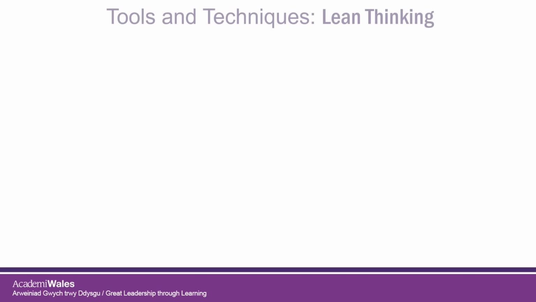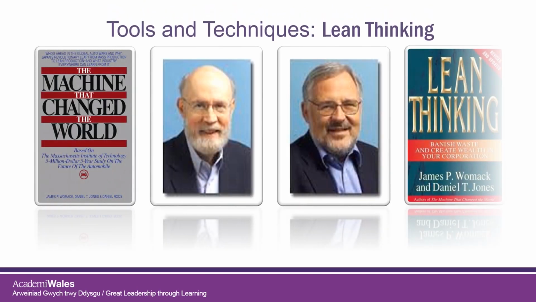Lean thinking. Lean came from Japanese car manufacturers and has spread around the world and across industries. Lean is a unified, comprehensive set of philosophies, rules, guidelines, tools, and techniques for improving and optimizing processes. Key Lean principles are customer value, value stream, flow, pull, and perfection.